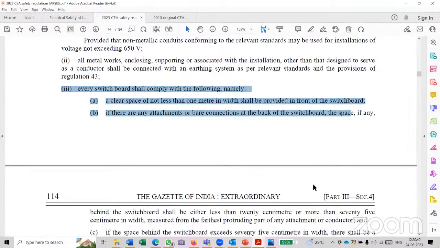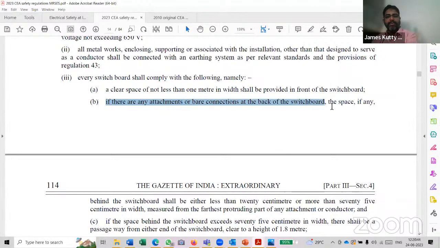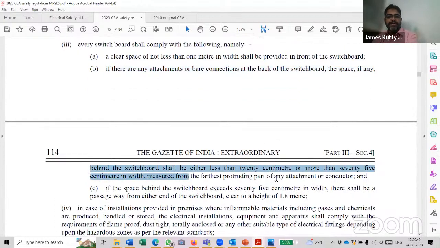Actually, it is especially about the bare conductor on the back side of the system. It is just a copy from the older regulation. I think it is okay that 20 centimeter, I think somewhere it is there, 20 centimeter. If it is completely sealed and if the clearance is below 20 centimeter, I think no issue. Otherwise, it should be more than 75 centimeter. I think it is okay because for maintenance, that panel should be shifted from there. Otherwise, 75 centimeter is okay.